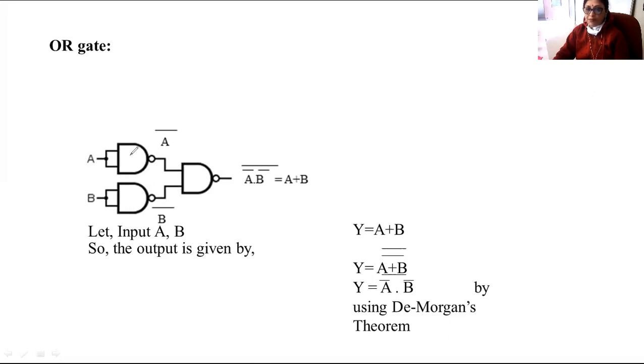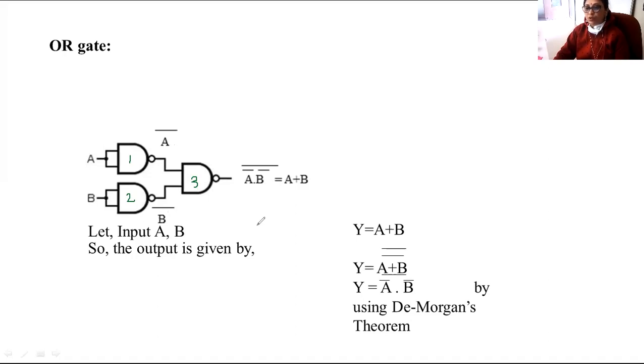Okay, so let us see how it will work as OR gate. Let us call this as gate number 1, gate number 2, and gate number 3. Input to gate number 1 is A, and as this is a NOT gate, output of gate number 1 will be A bar. Similarly, input to gate number 2 is B. So gate number 2 is also a NOT gate, and therefore output of this will be B bar. Now what are the inputs of gate number 3? Inputs of gate number 3 are A bar and B bar.